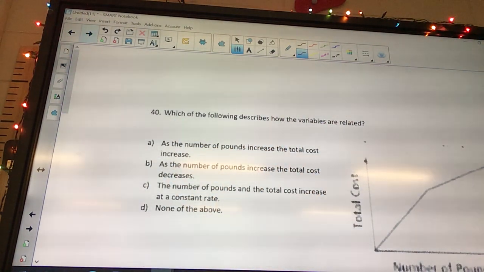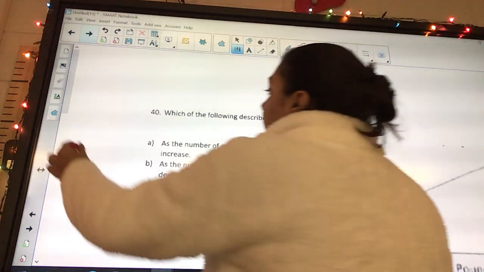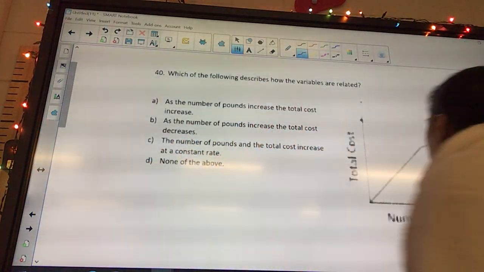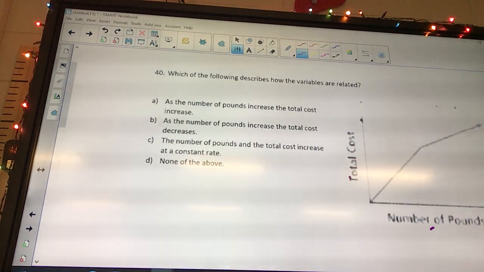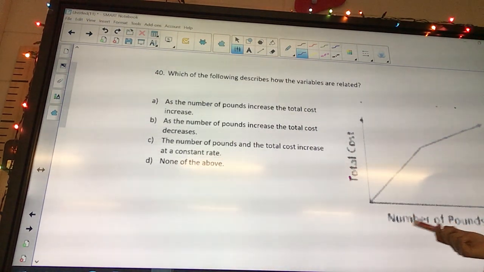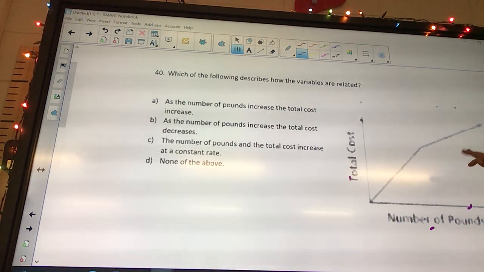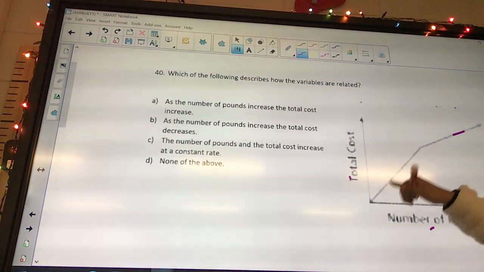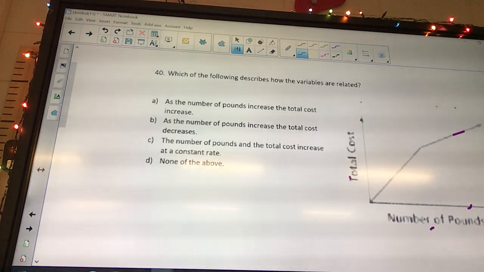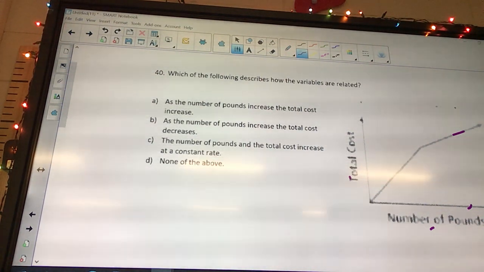Okay, 40. Which of the following describes how the variables are related? Okay, so we got two variables, the number of pounds and the total cost. No matter what, as your number of pounds goes up, because this is increasing, what's happening with the total cost? Goes down, no. Okay, as this goes up, what happens to this? It goes up. Okay, so which one of these is going to be your answer choice?